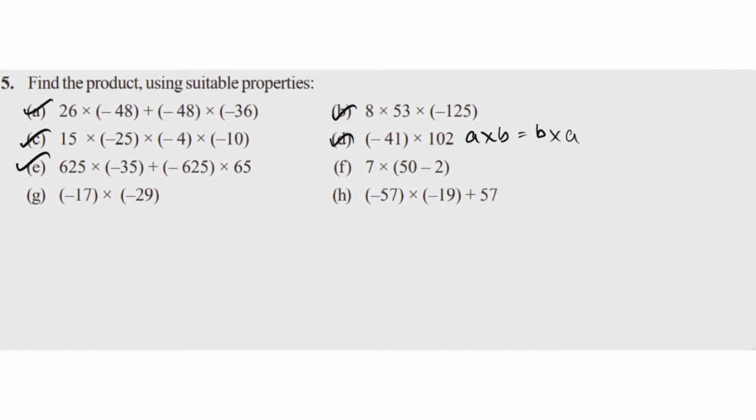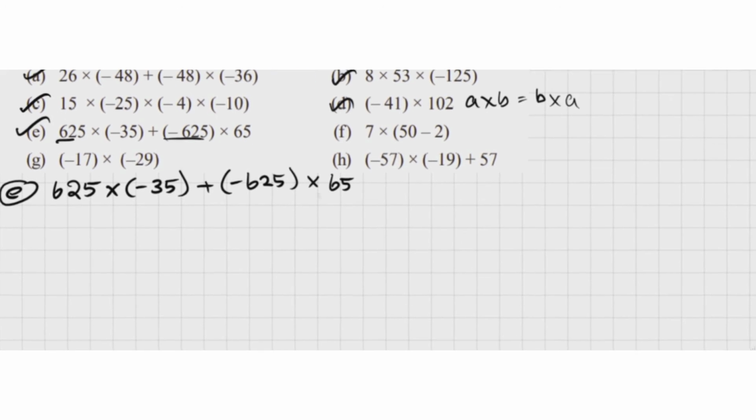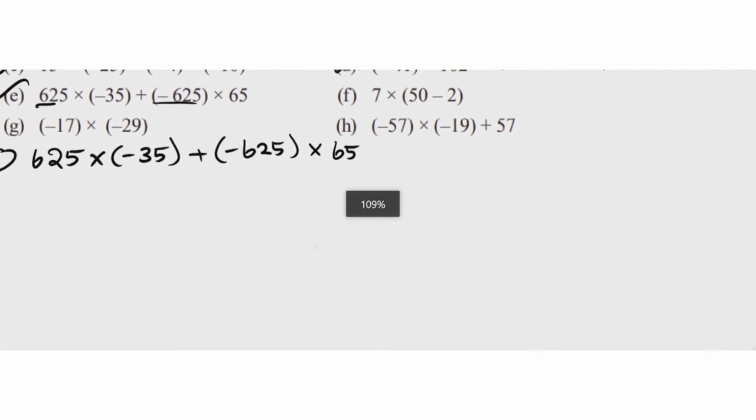See here, E bit. Here we have only 3 numbers, that is 625, minus 35 and 65, right? Here see 625, I have 2 different signs here. That is one I have plus and another one I have minus here. So first I will write the equation here. 625 multiplied by minus 35 plus of minus 625 multiplied by 65. So first I will do this now.